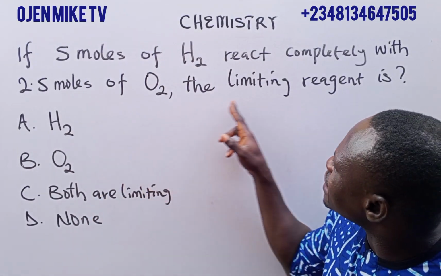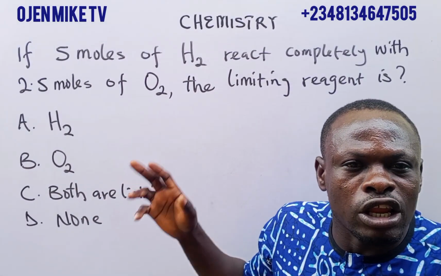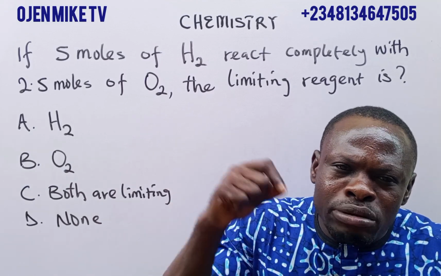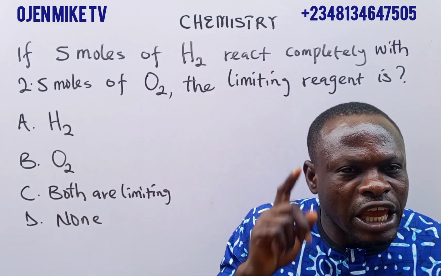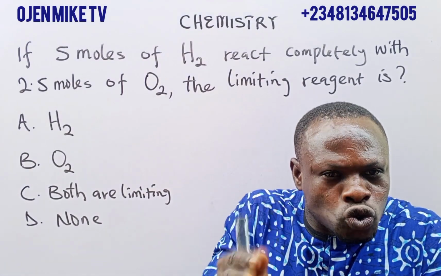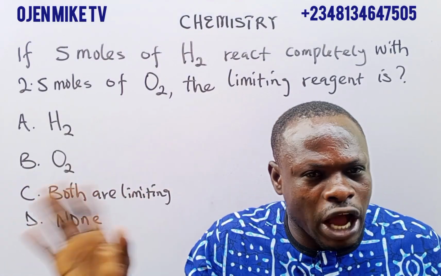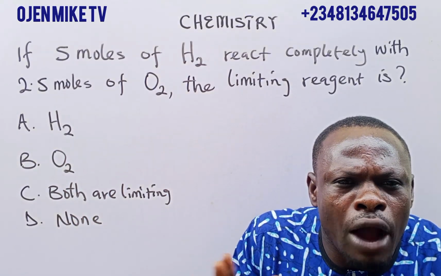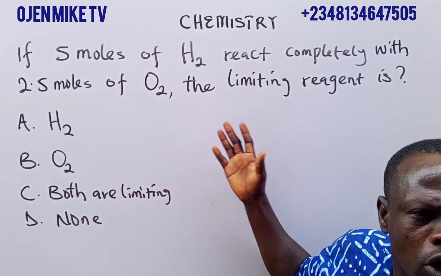Now, what do you understand by limiting reagent, or you call it limiting reactant? It is the reactant that is completely used first in a chemical reaction. That is, as soon as that reactant is used up, no more product can be formed. That is what we call a limiting reagent. How do we determine our limiting reagent in this kind of question?